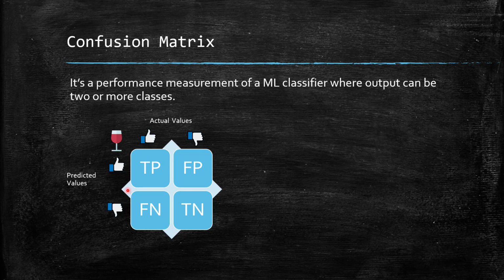Now based on our predicted values and the actual output, there are 4 different concepts, or 4 different terms, we need to know. One is true positive, another is false positive, another is false negative, and another is true negative.